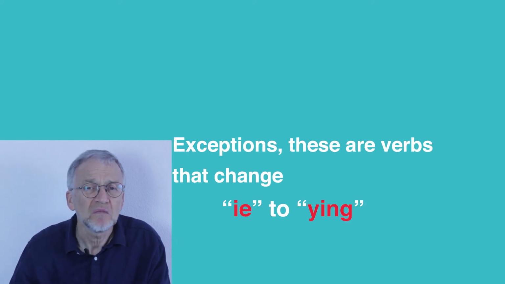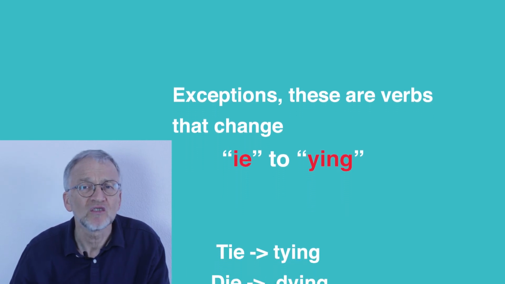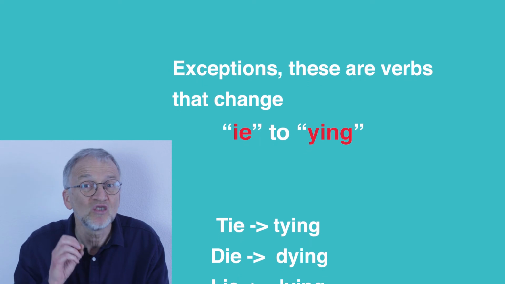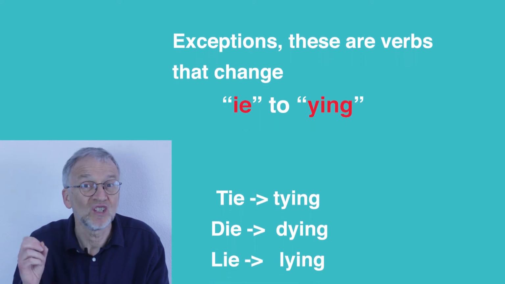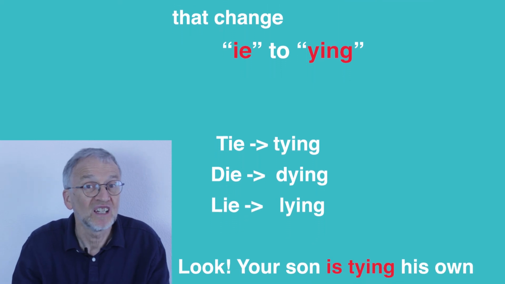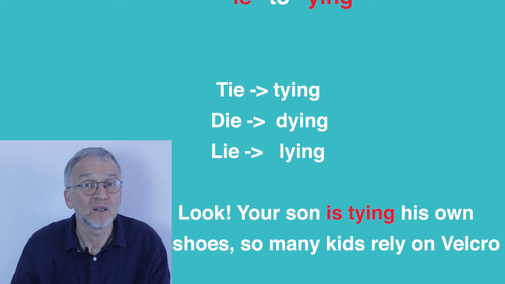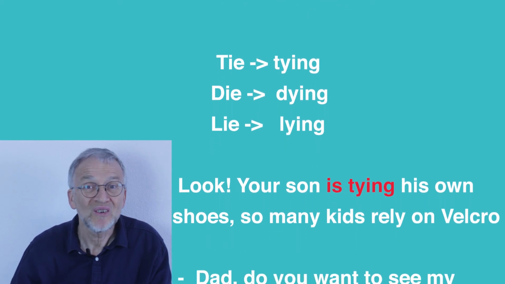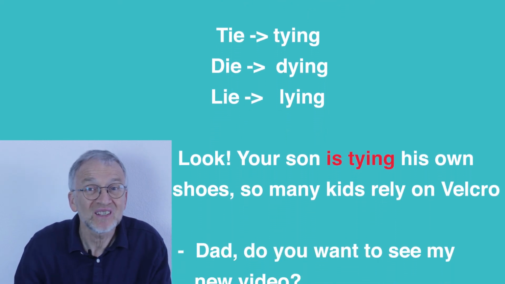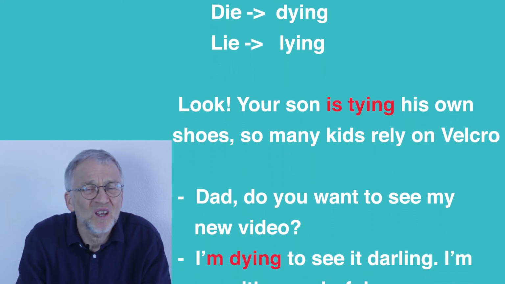Okay, here's an exception, yes? These are the verbs that change IE to YING. So we have tie, tying, die, dying, lie and lying. Look, oh look, your son is tying his own shoes. So many kids rely on Velcro.